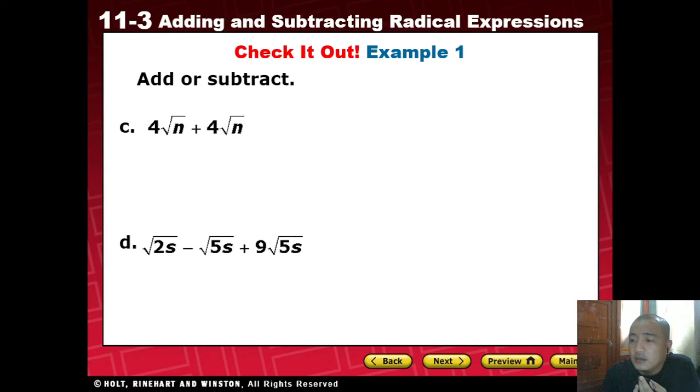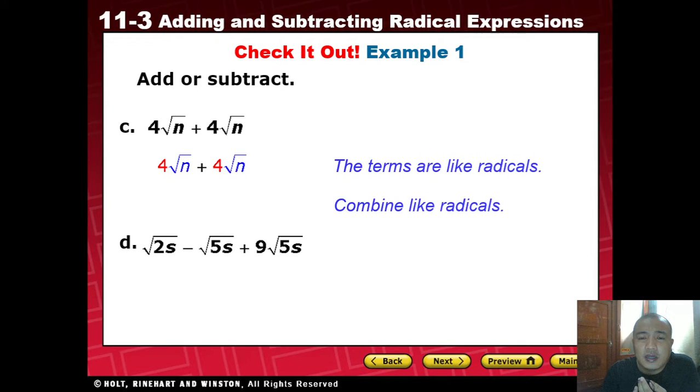Letter C, 4 square root of n plus 4 square root of n. Just add 4 and 4 because they are like radicals. 8 square root of n is the answer. So if the terms are like radicals, then combine them. 8 square root of n.